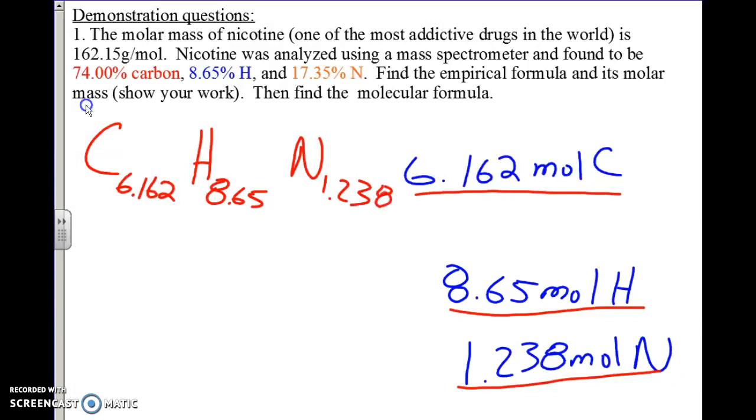1.238. Now we can't have a molecule that has parts of an element in it. So we're going to have to go to the next step, which is divide by the smallest mole number. And in this case, it's 1.238. So I divide them all by the smallest mole number.